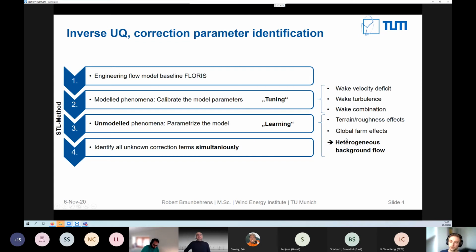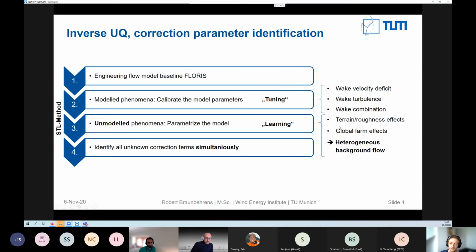If we now would have tomorrow start to use a global farm effect model, and I think there are already first models available, then this effect here would move to the tuning, to the simple calibration, to a matter of calibration, and we could focus on maybe just identifying terrain roughness effects.